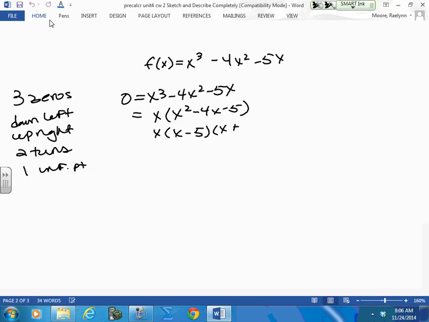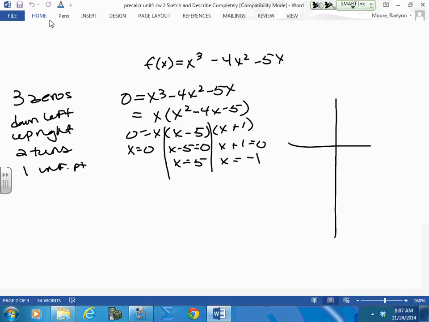Most of you are able to do this. Usually the factors are not that bad by the time you factor out, because the goal is not to test your factoring. The goal is to test where your graphs are going and the zeros and everything else. So again, you have 3 roots. Do you have any double roots here? No doubles. So each one goes through the axis.